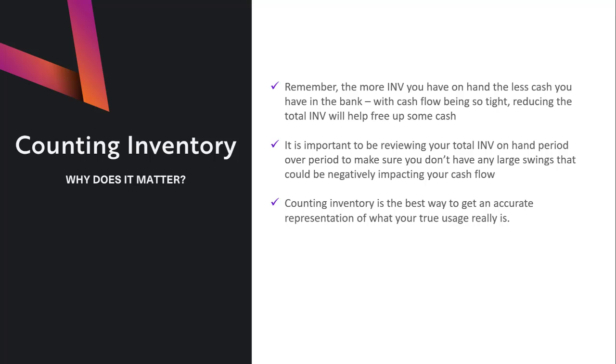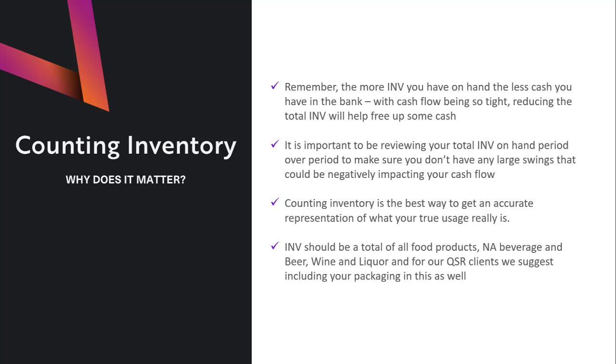Counting inventory is the best way to get an accurate representation of what your true usage really is. And your inventory should be a total of all your food products, NA beverage and beer, wine, liquor, and for our QSR clients, we suggest including your packaging in this as well.